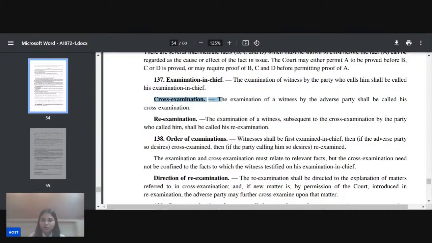Yash, are you asking this only? So it is 137, and the sections following 137 relate to all this examination and what can be done during that. So they are all extended sections of these examinations only, right? Any other question?